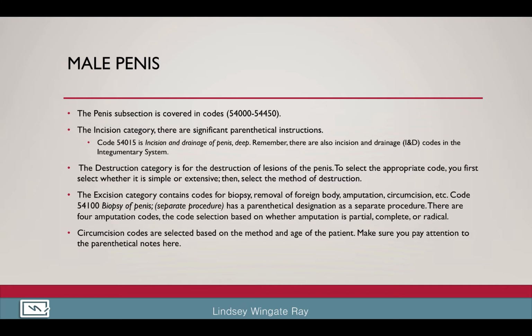The excision category contains codes for biopsy, removal of foreign body, amputation, and circumcision. Code 54100, biopsy of penis, separate procedure, has a parenthetical designation as a separate procedure. There are 4 amputation codes. The code selection is based on whether amputation is partial, complete, or radical. Circumcision codes are selected based on the method and age of the patient. Make sure you pay attention to the parenthetical notes here. It's very important.